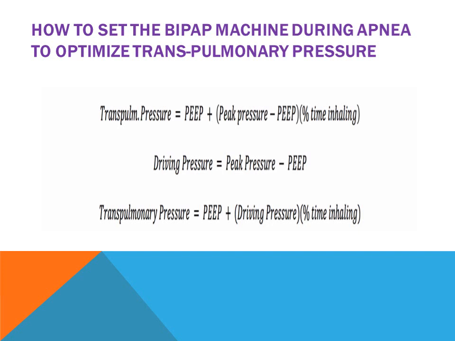And how to set the BiPAP machine during apnea to optimize transpulmonary pressure. So here, transpulmonary pressure equals positive end expiratory pressure plus peak pressure minus peak percentage of time inhaling. Coming to the driving pressure, it is peak pressure minus PEEP, and the transpulmonary pressure equals PEEP, that is positive end expiratory pressure, plus the driving pressure, that is the total percentage of time inhaled.